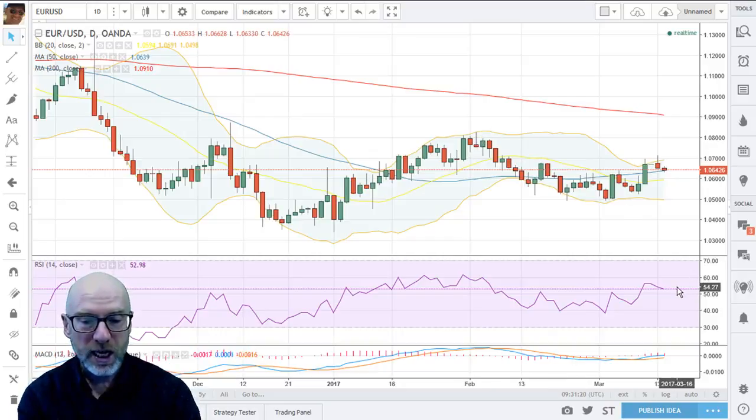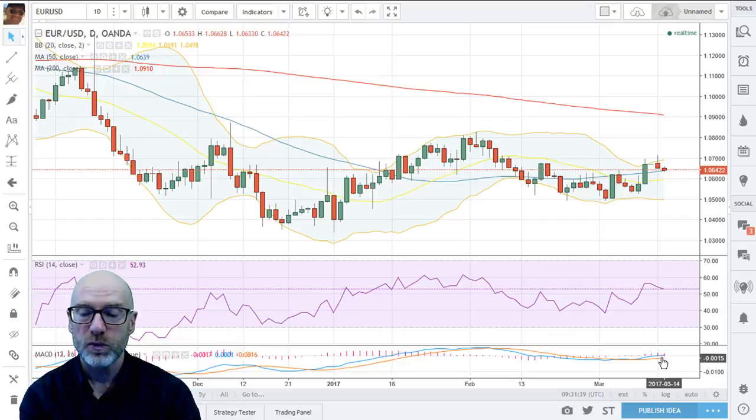On the RSI, you can see that it's back above 50. You can also see that it's now broken the downtrend that was in place through the start of the year and is starting to indicate positive momentum, as is the MACD, which the short term has just moved above the long term, so that's a positive sign as well. So just hopeful that this moving average will hold.